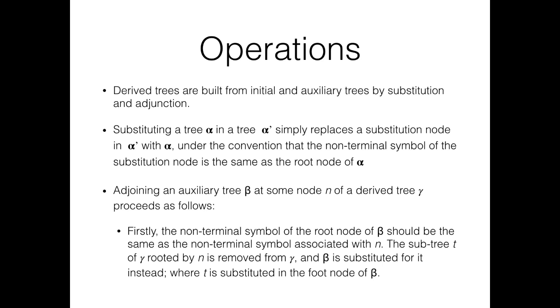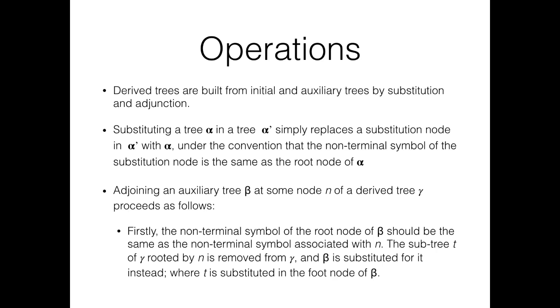So far we have talked about the productions that make up tree adjoining grammars, but not how to apply them. Applying successive substitutions and adjunctions on initial and auxiliary trees, we develop derived trees. Substitution and adjunction are the fundamental operations of the tree adjoining grammar. We will see some examples on subsequent slides, but first we will formally define the operations. Substituting a tree alpha and a tree alpha prime simply replaces a substitution node in alpha prime with alpha, but only if the non-terminal symbol of the substitution node is the same as the root of alpha.